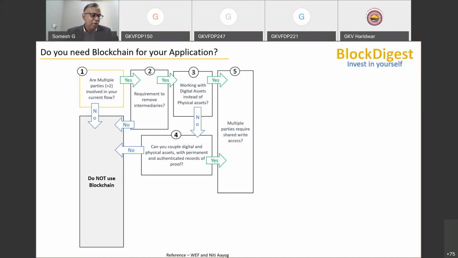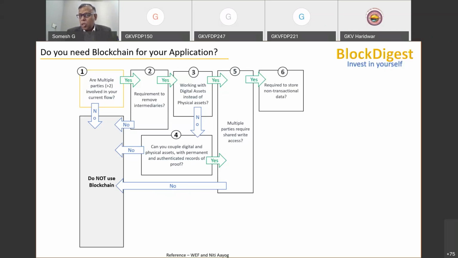Blockchain kind of allows you to write in a shared manner. If multiple parties don't need shared write access, blockchain is useless to you, right? You have all kinds of mechanisms, broadcast mechanisms that are available where only one party writes and other parties listen, or other parties read, or other parties view. You don't need blockchain. Blockchain is a distributed database where there's shared write access. It's a peer-to-peer network.